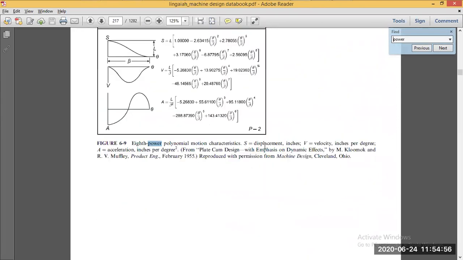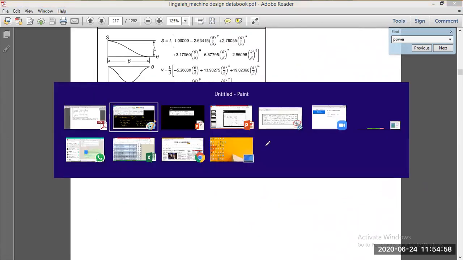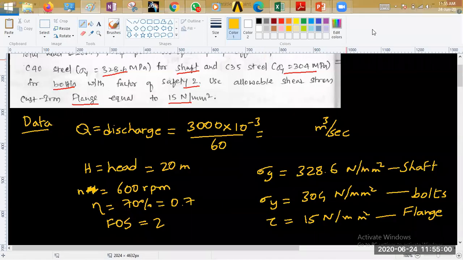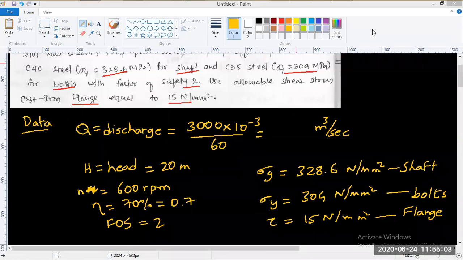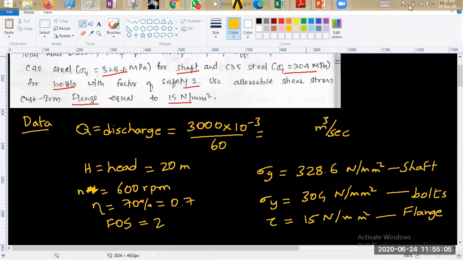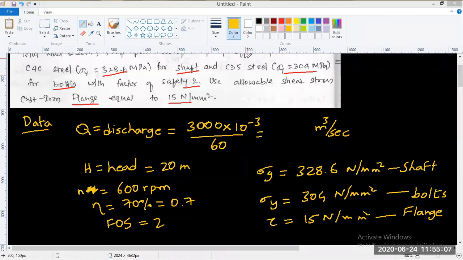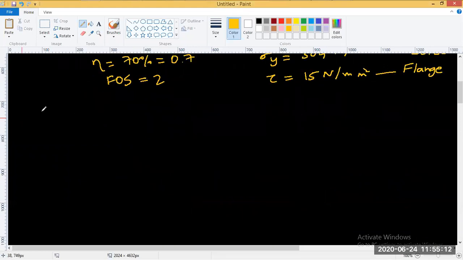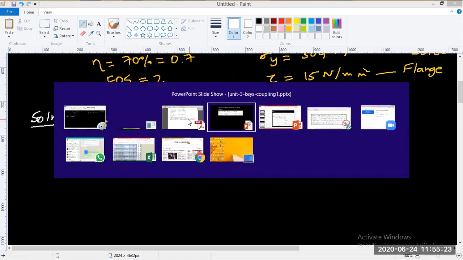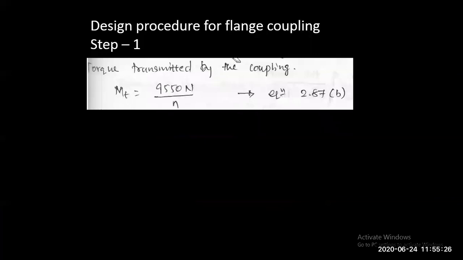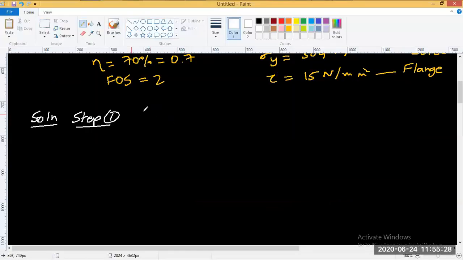Okay, fine. So we'll take one equation which is in fluid mechanics. I think you've done this during the fluid mechanics. So the formula goes like this. Let's start off with the solution. This is step one. Step one is to find, according to the standard steps, the torque transmitted.